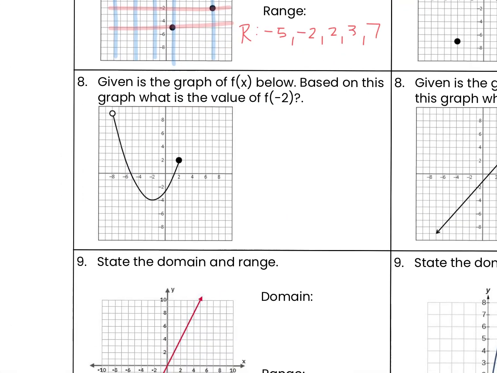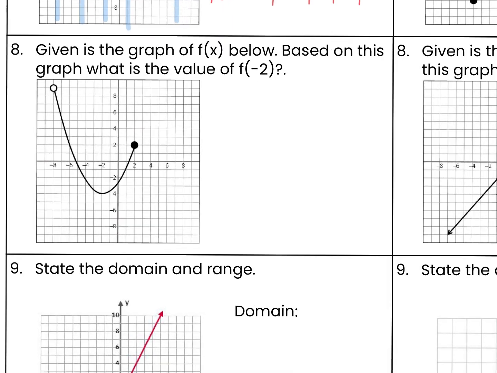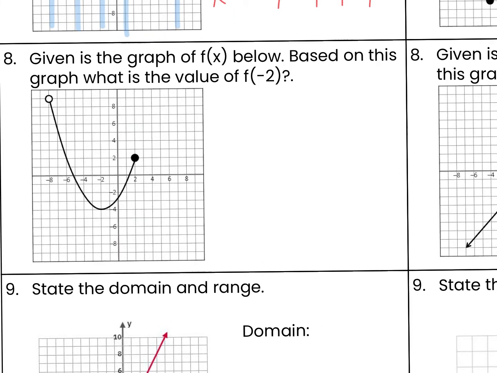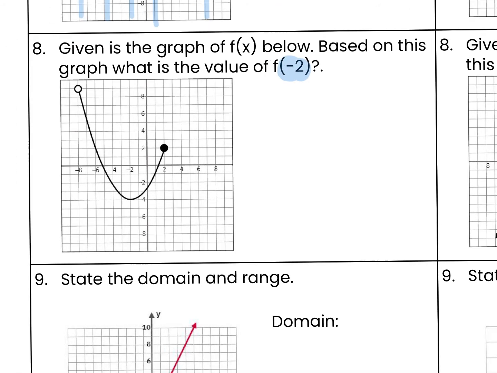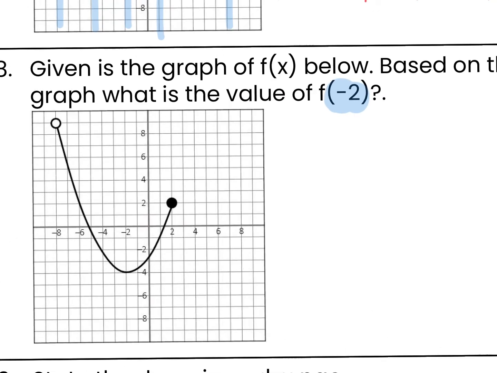So I'm moving on to number 8 on the we do part. It says, given the graph of f of x below, based on this graph, what is the value of f of -2? So if I look at this here, -2 is inside here. That's the x point I have to see. And then I'm going to go ahead and find it on the x-axis here. So that's where it's at here on the x-axis.